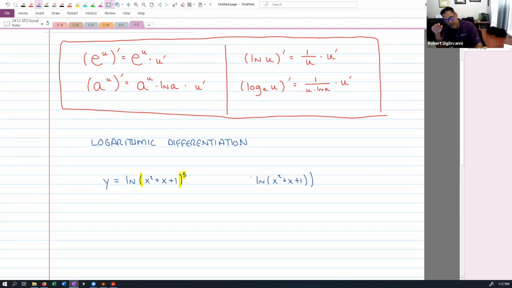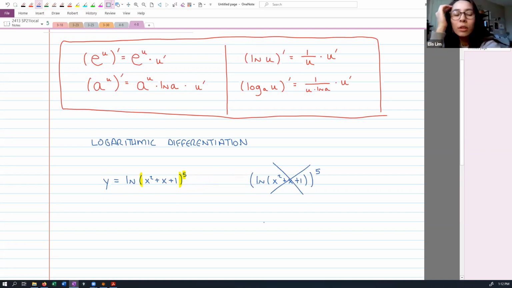I would have had to have another set of parentheses and then a 5 here. So these are not the same thing. Do you all see the difference between the 2? Any questions on that? We are not doing this right now. I have a question. So you know, yes.